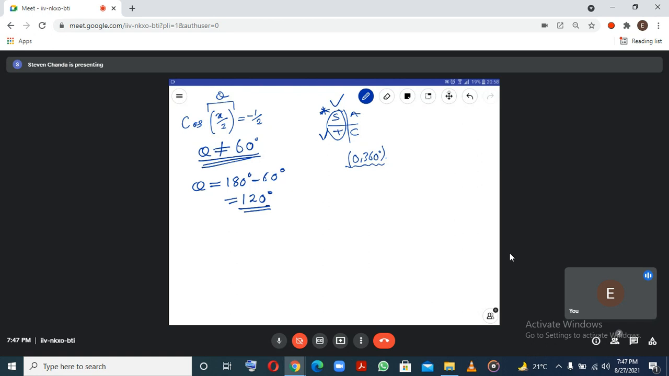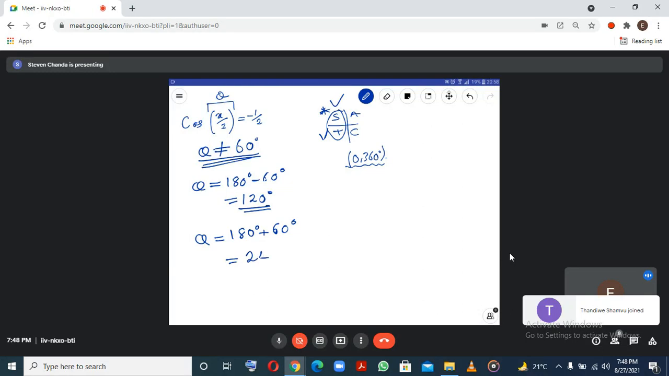Then you check what other thing you can do. Check for the third quadrant. How do you find something in the third quadrant? More appropriately, you get the acute angle and add it to 180. Then you're going to get 240. Then when you do cos 240, you see that you're getting negative half. Is everyone clear on this one before we proceed?